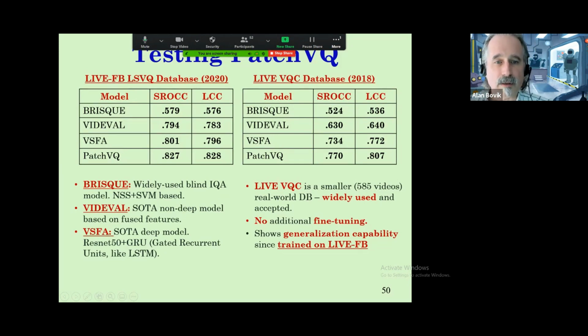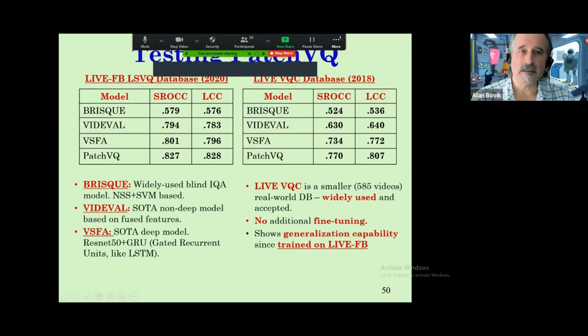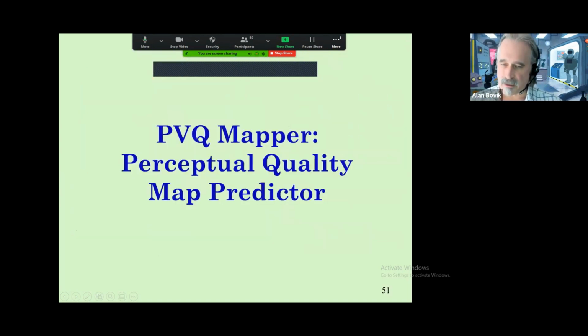More importantly, when we apply this to another database where these 2 models were not trained, we train it on this database, tested it on an independent UGC database. We see a much larger difference between the various models. Okay, so we're very happy with this result, and it's because of this local to global modeling that we did. I'm almost done, by the way.